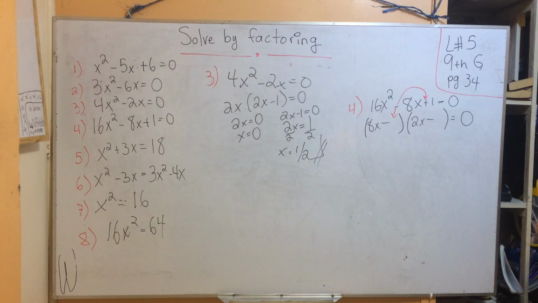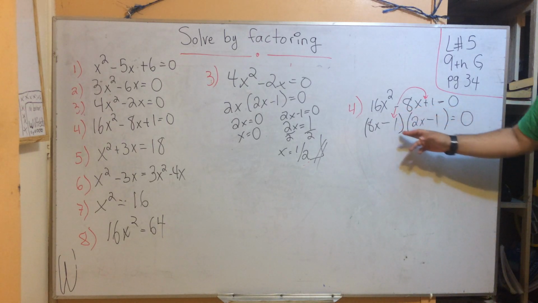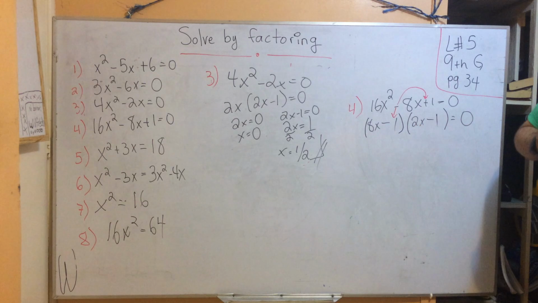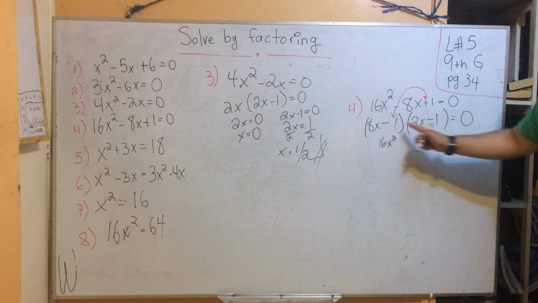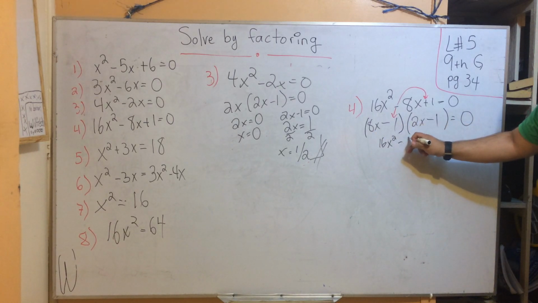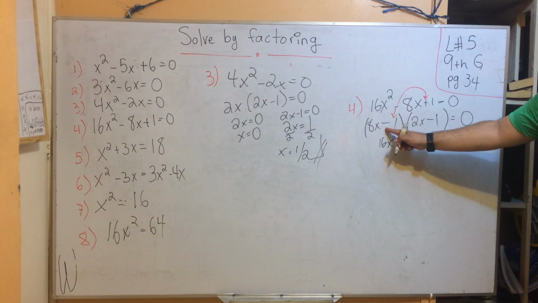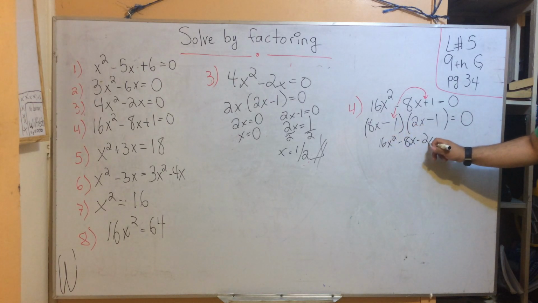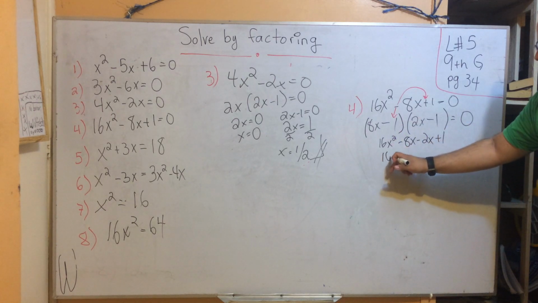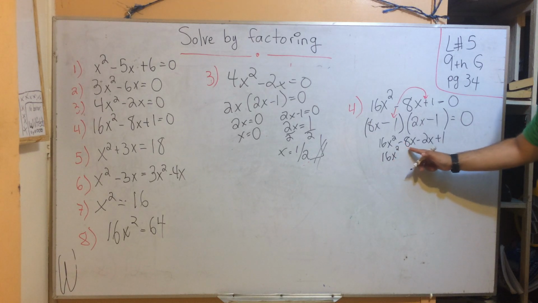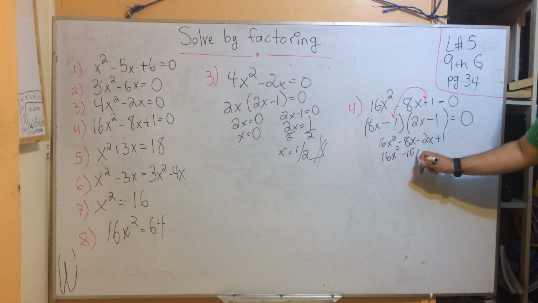Do we have some? No, but let's try 1 and 1. Okay, because we need this one to be multiplied. The ones in the middle can be worked by adding and subtracting. So let's try 8 times 2, 16x squared. 8 times minus 1, minus 8x. Minus 1 times minus 2, minus 2, and we have 1. So we have 16x squared minus 8 minus 2 minus 10x plus 1.